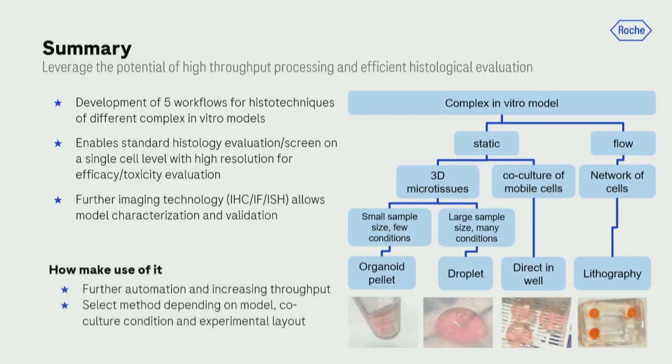So what's next? Of course, you can always do more, like further automation and increasing throughput, because especially the harvesting of the organoids is manual, but you can also think about automating those steps. And here on the schematic, I'm just reminding you that you can really choose the best embedding technique depending on your complex in vitro model, your co-culture, and also experimental layout. And I think in future this will also be improved with more models coming in.